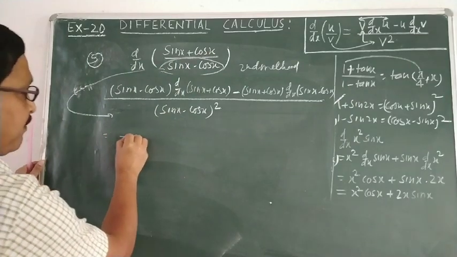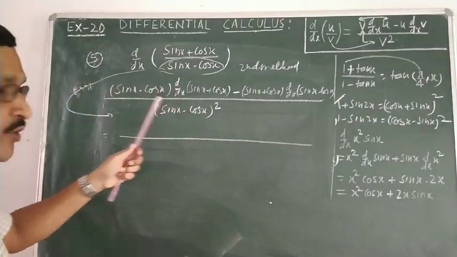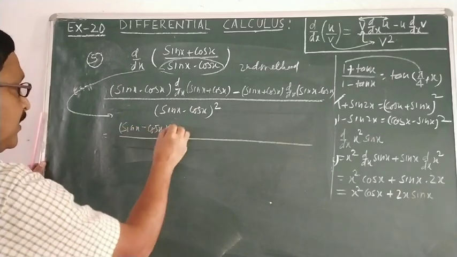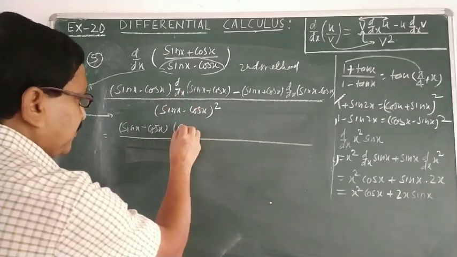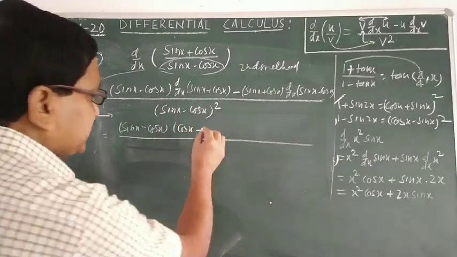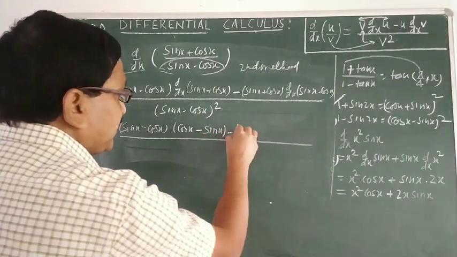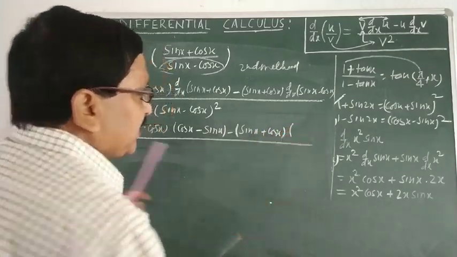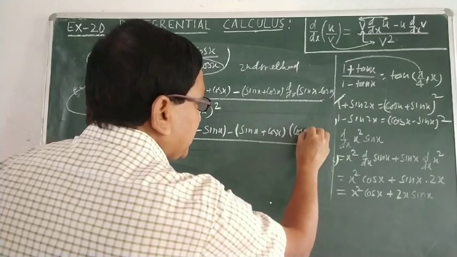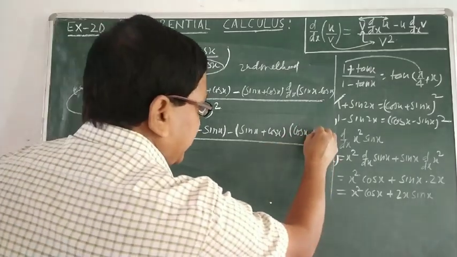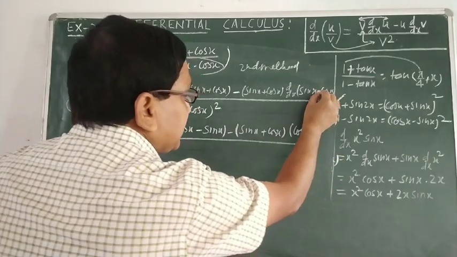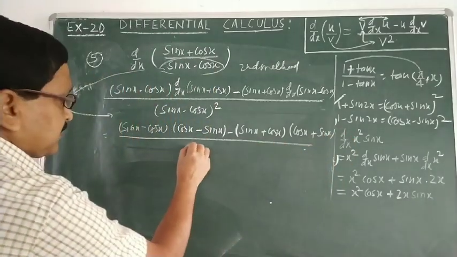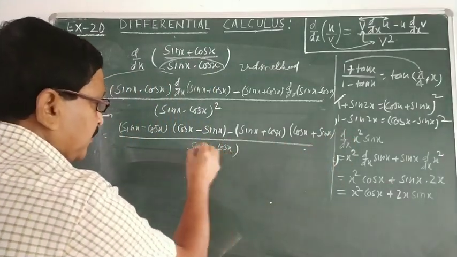Now differentiate this. Sin x minus cos x as usual, sin x minus cos x. Now the differentiation of sin x is cos x, and the differentiation of cos x is minus sin x. So this is minus sin x minus, this is as usual, sin x plus cos x into the differentiation of sin x, which is cos x, minus cos x, which is minus sin x. So minus minus becomes plus. This minus and one more minus becomes plus. So this is sin x by sin x minus cos x whole square.